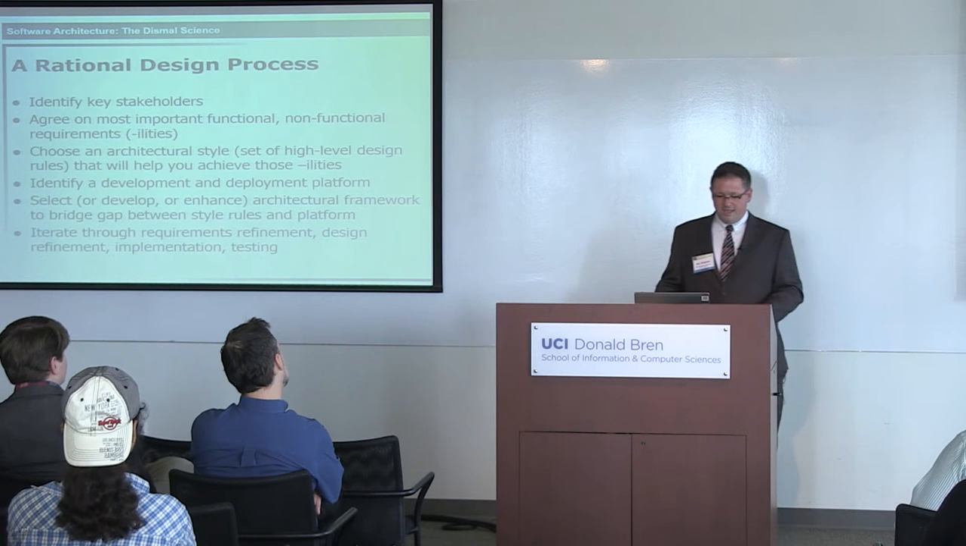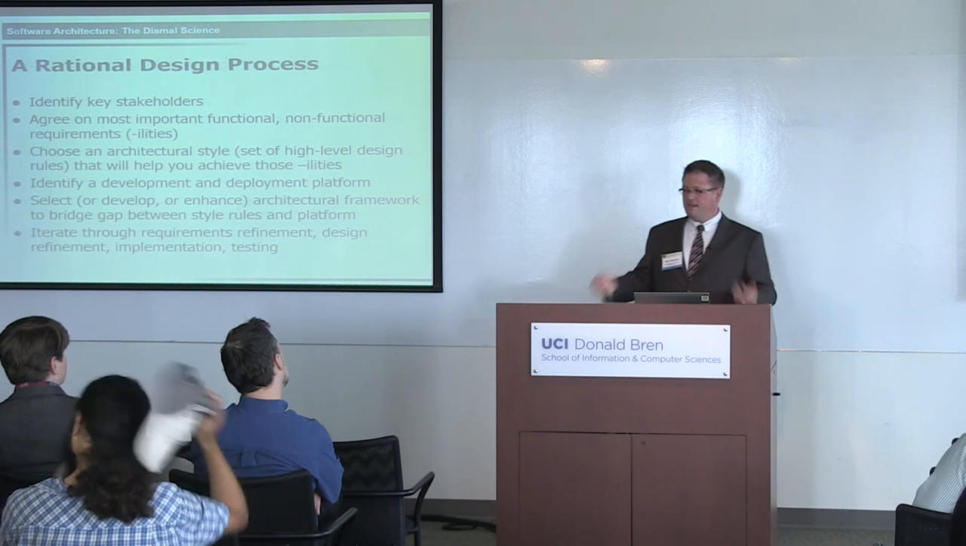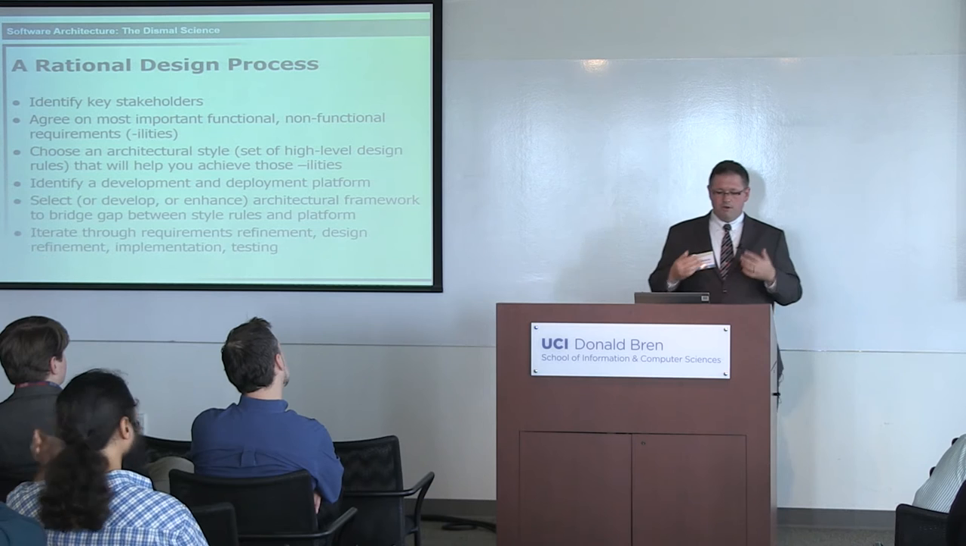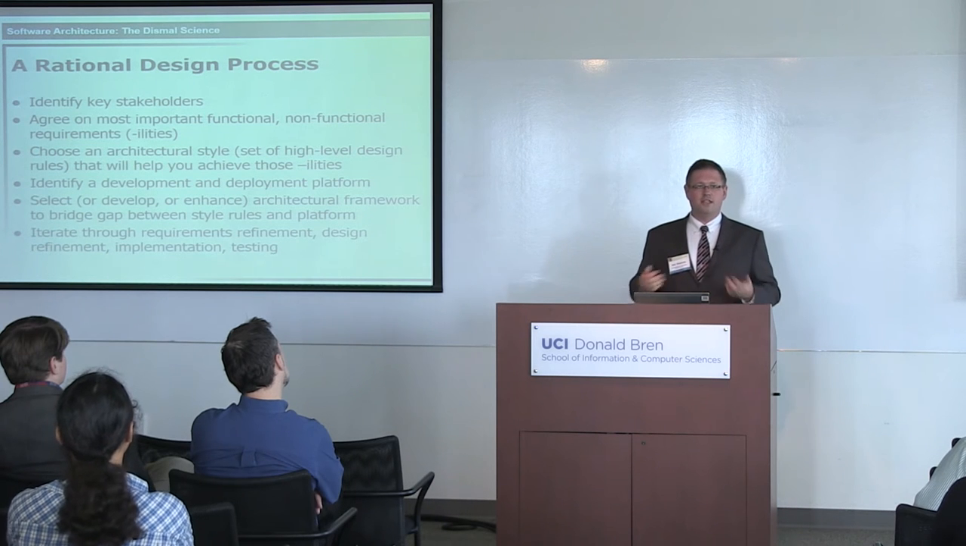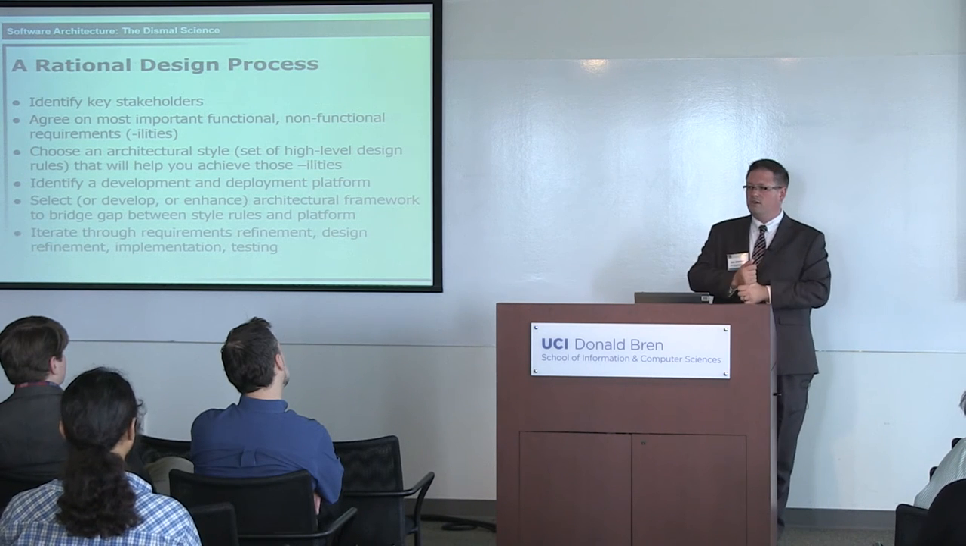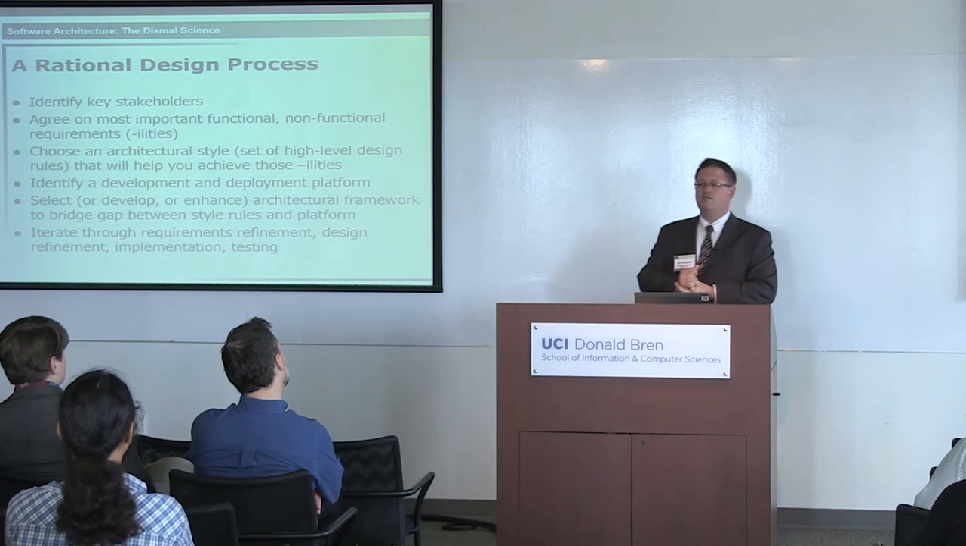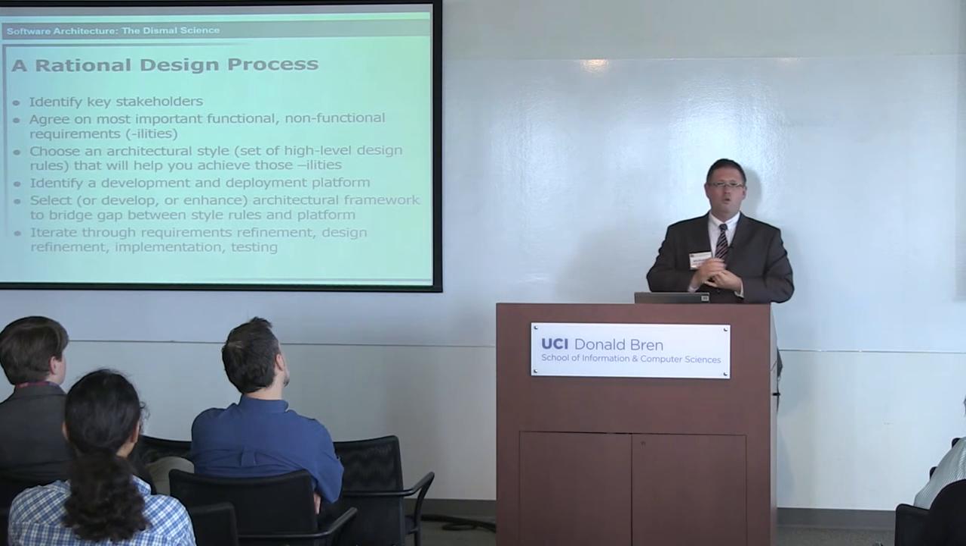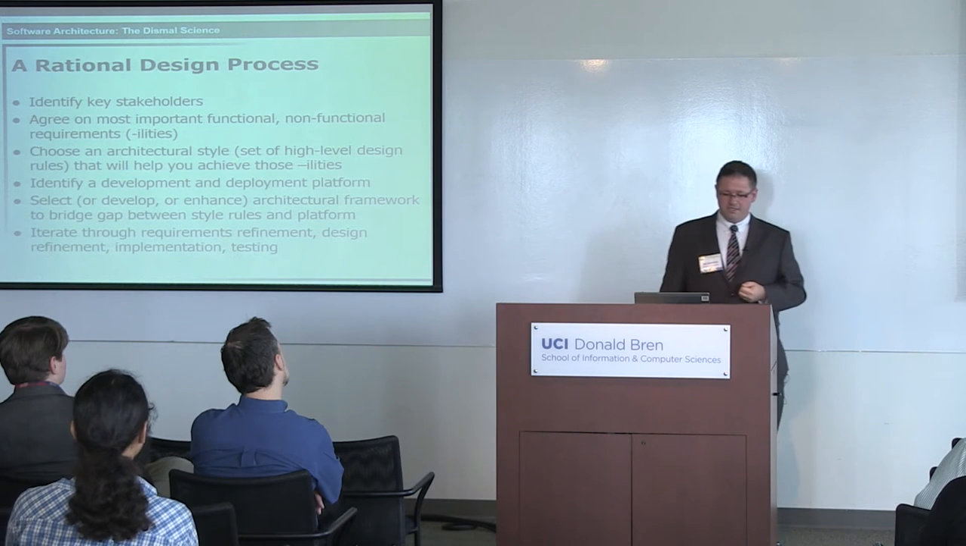So we're going to get all of them together, and those stakeholders are going to have a big meeting, and they're going to agree on all the important functional and non-functional requirements, or illities, of the software system. What is this thing going to do, and how is it going to do it? How is it going to perform? How usable is it going to be? What are those key performance indicators or key performance parameters we're going to imbue in the system?